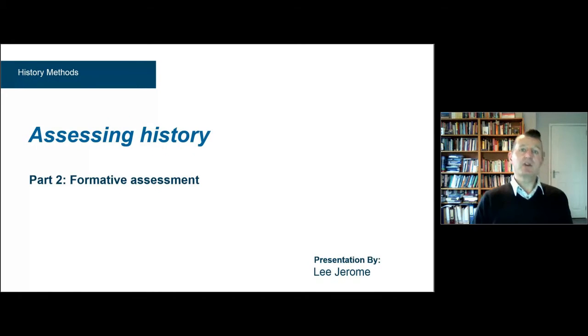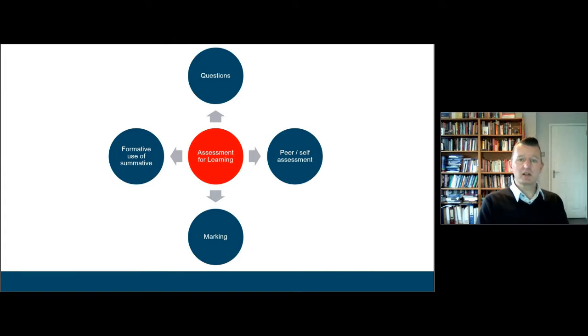So welcome back. In the first part of the lecture we talked a little bit about the overview of assessment and a little bit more detail on summative assessment or formal testing. We're going to focus on the everyday kinds of formative assessment in classrooms now, and I'm going to do that around these four themes. These are the most frequently mentioned aspects of assessment for learning: questions, peer and self-assessment, marking, and the formative use of summative assessments.